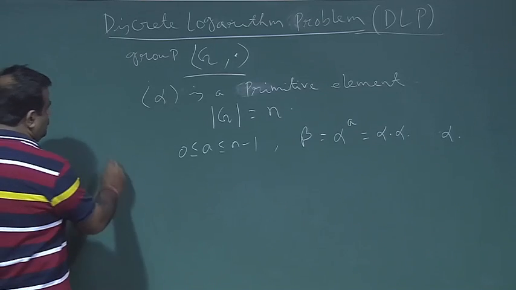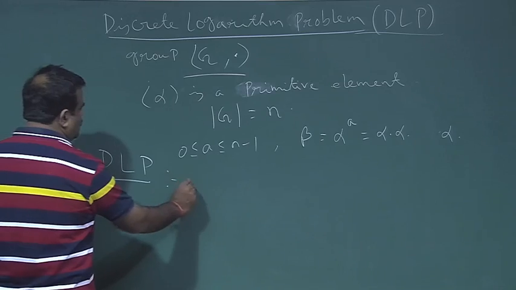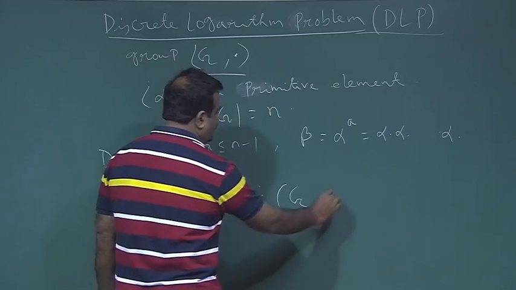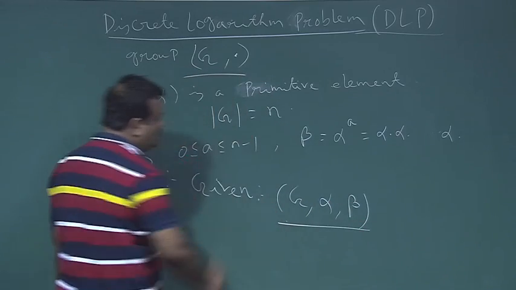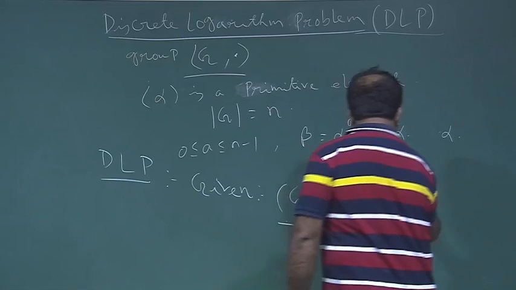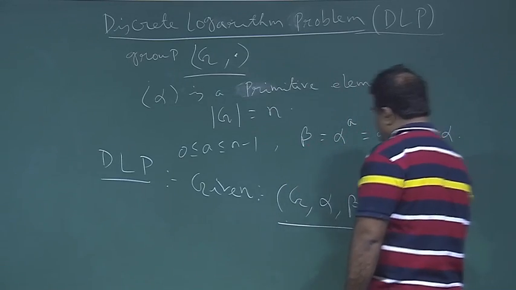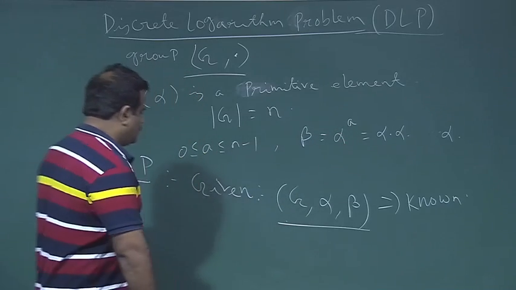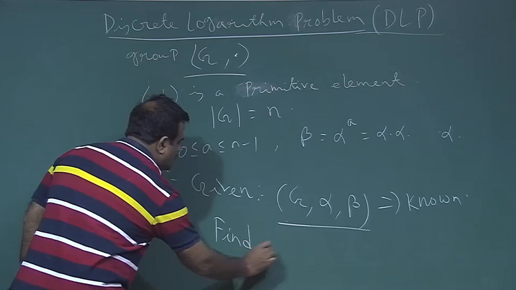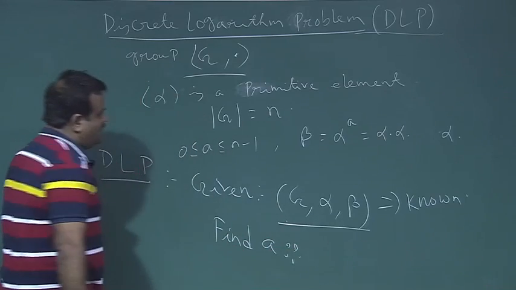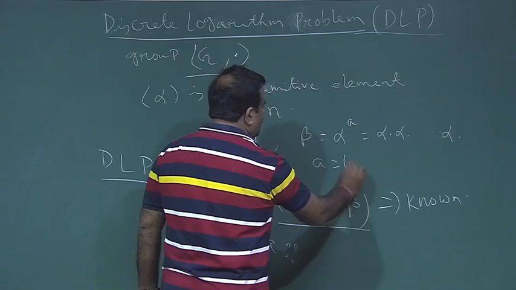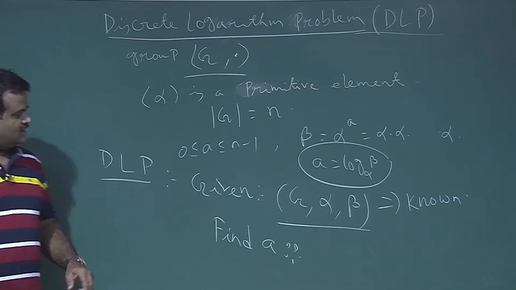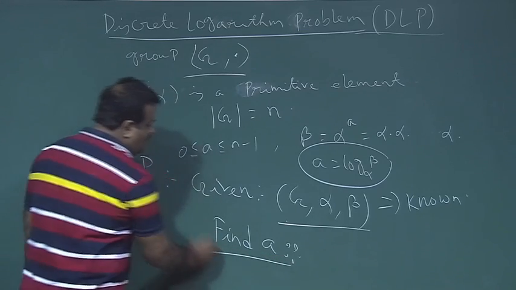Now, the discrete log problem is what? Given G, alpha, beta, which are known, what do we need to calculate? We need to get a. So, find a. The value a is usually denoted by log of beta to the base alpha. This is the discrete log sense. So, this problem is called the discrete log problem.